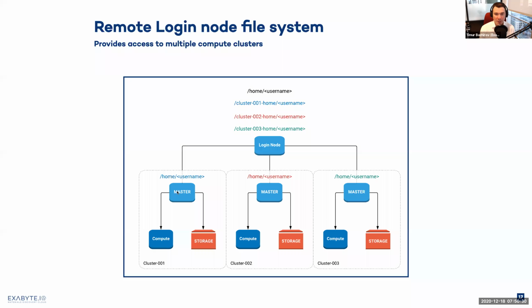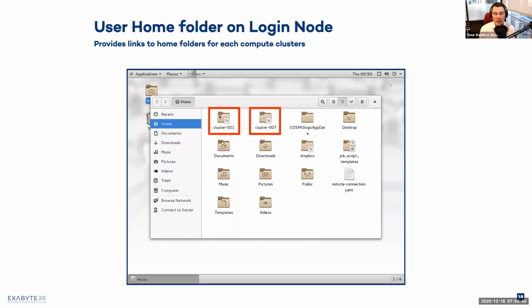For example, in production now we have cluster 001, and users that log in to the login node will see through one out of three scenarios, either through SSH, through a remote desktop, or web terminal, that there are links to the production clusters inside their home folder.